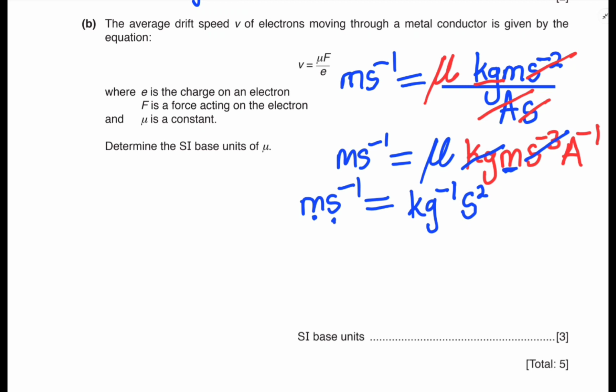Then what else do we have? There is A to the negative 1 on the right-hand side, and we don't have that. We need to get rid of A to the negative 1. So that means I would have to introduce A to the power of 1, so that if it multiplies with A to the negative 1, we have A to the 0, and it's cancelled out. So therefore, the base units that I need for mu are kg to the negative 1, seconds to the power of 2, and we have the amp.